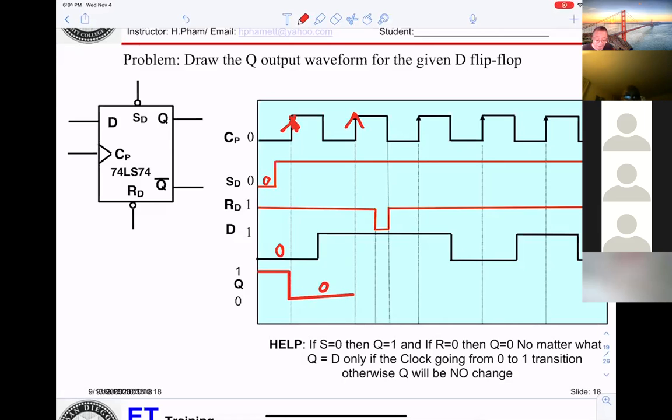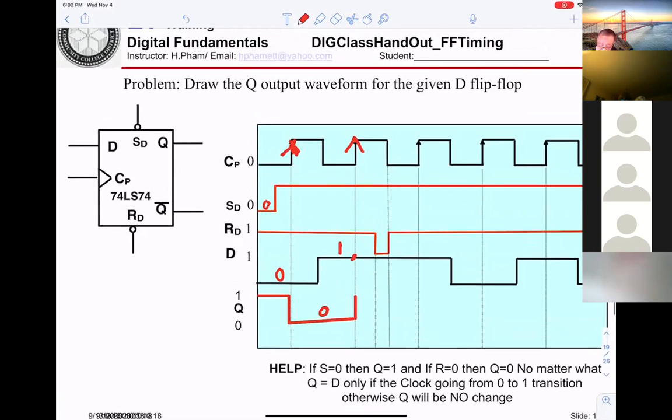Same thing. If you want to know Q, you must know D. That right transition right here, D equal 1. Okay? So they're telling you Q will go to 1. They will go to 1. Okay? And they're supposed to be 1. Okay? Up to the next right here.